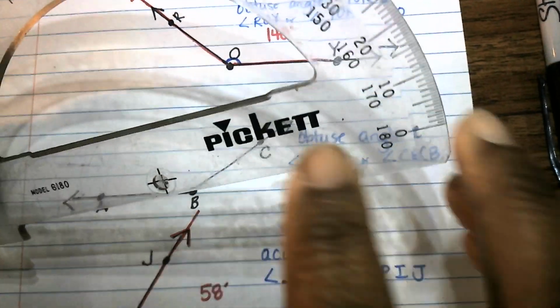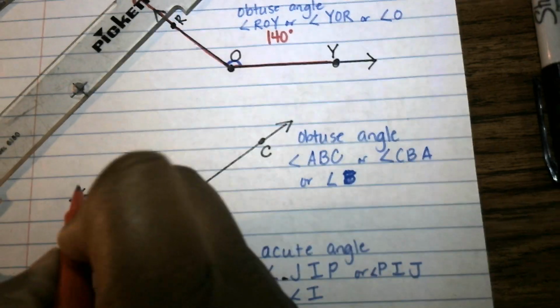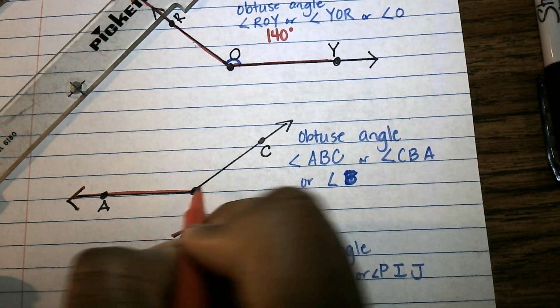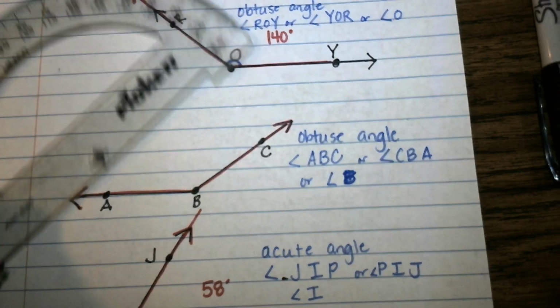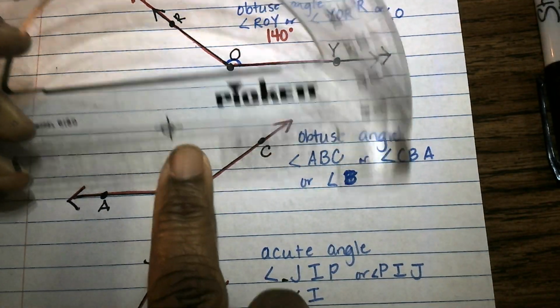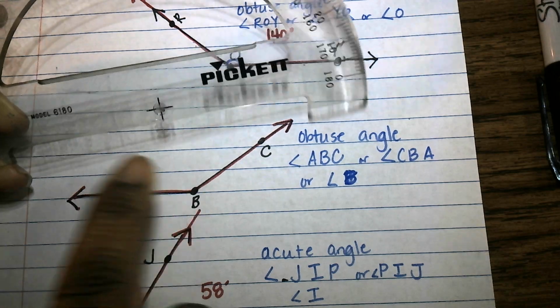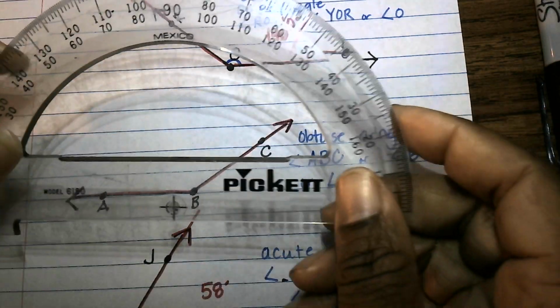So when that happens, all right, tracing this in red, you have to know how to adjust when it comes to the protractor, okay? Again, same steps. This has to be on the vertex of the angle and lined up with the bottom ray, okay?